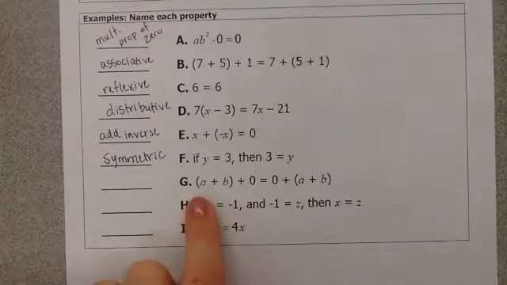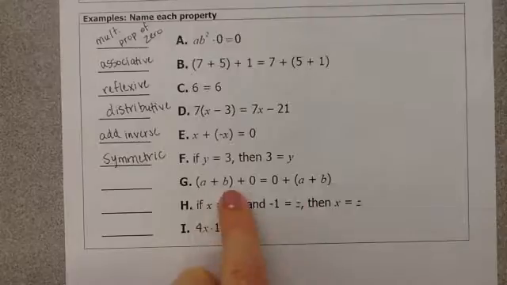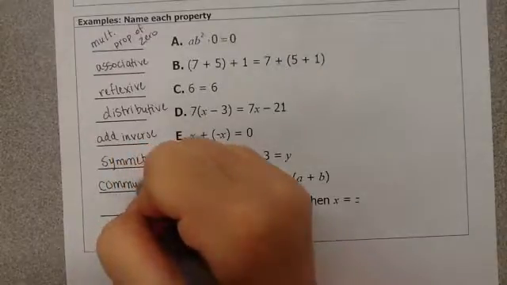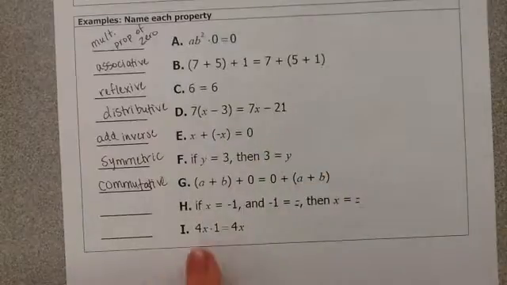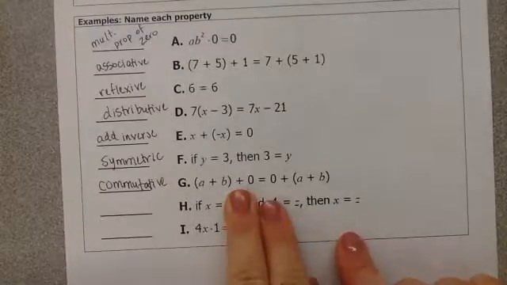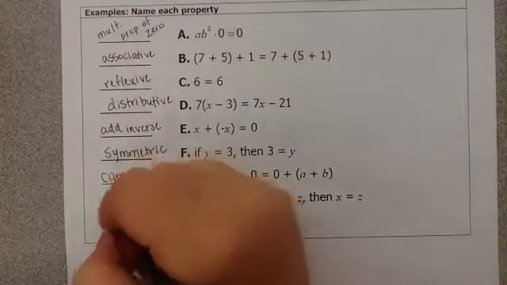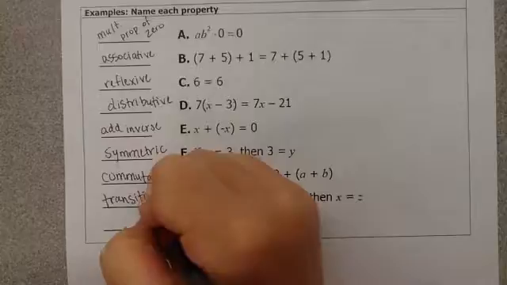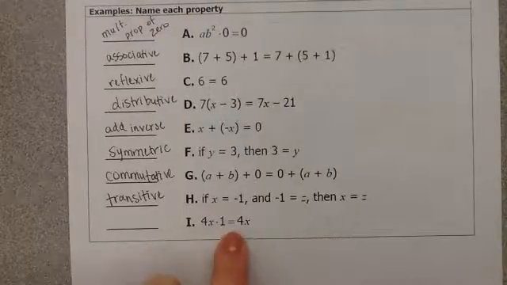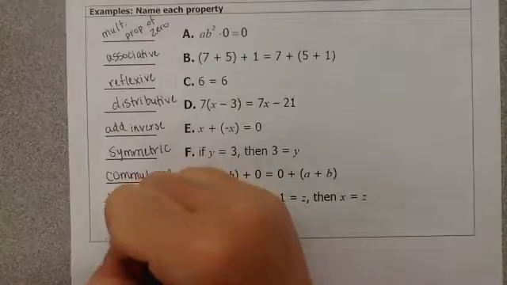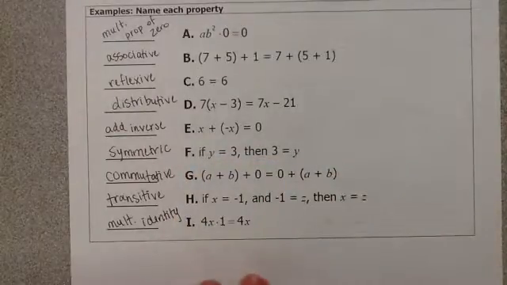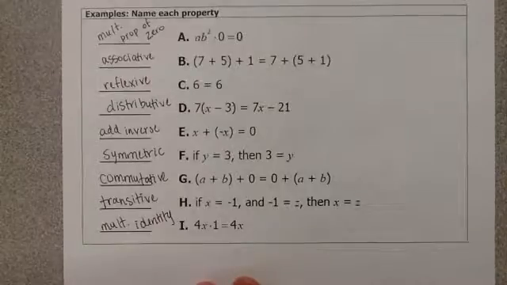What did you get for G? The order is changing. A, B, 0, 0, A, B. So that property is commutative. H, if x equals -1, -1 equals z, then we drop out the negative ones, x equals z. Which property? Transitive, my favorite. And lastly, 4x times 1 equals 4x. Multiplying by 1, multiplicative identity. Multiplying by 1 gets itself back. So using all of those properties and naming them correctly. Nice job today, mathematicians.